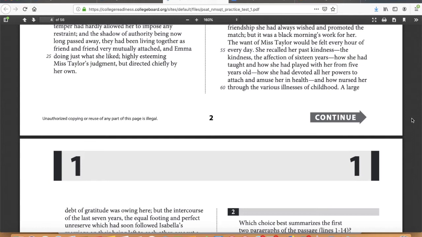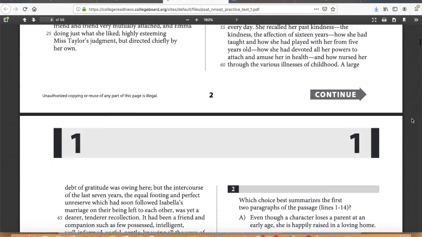And it says a large debt of gratitude was owing here. What does that mean? That she felt the need to give back. Yeah, she felt grateful. A large debt of gratitude. She's very, very thankful. Okay. Keep reading, please.